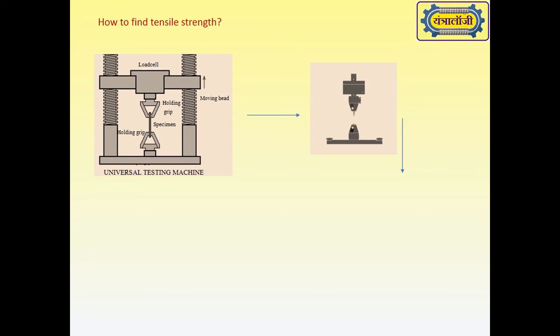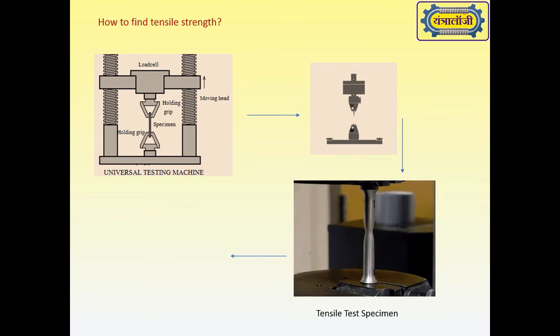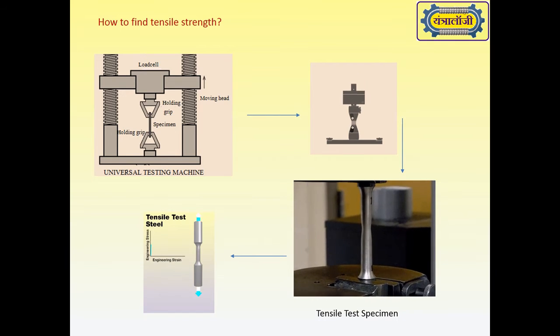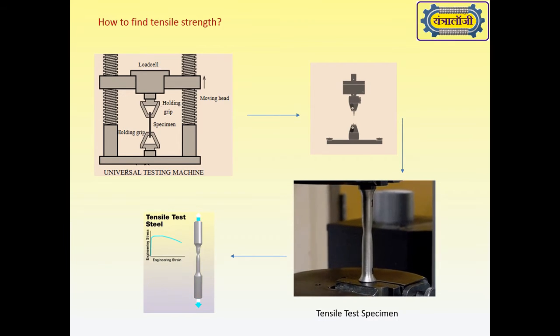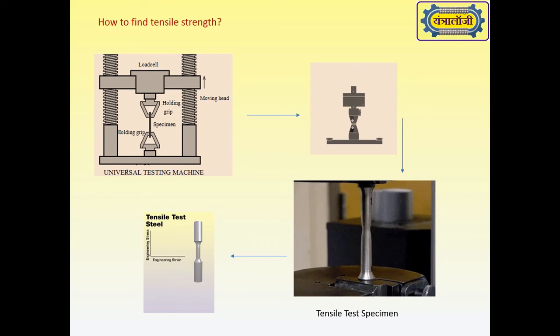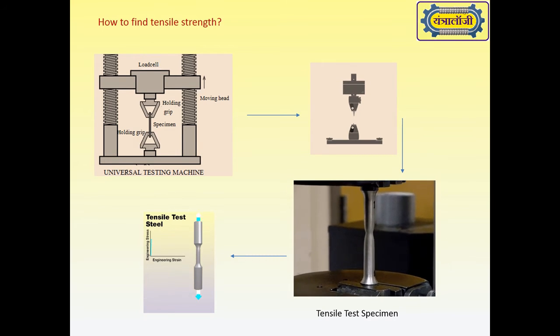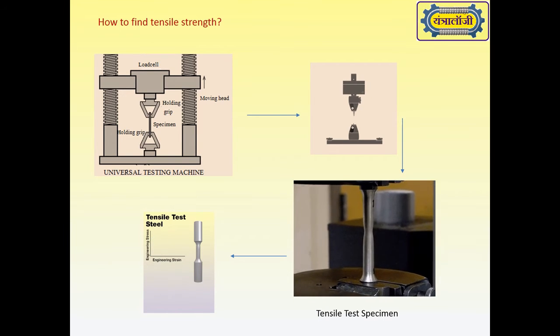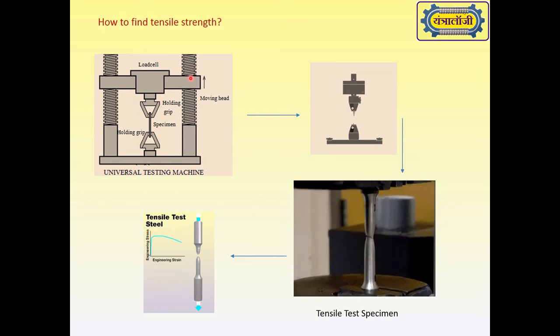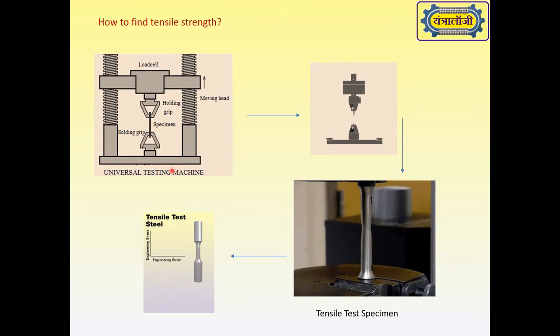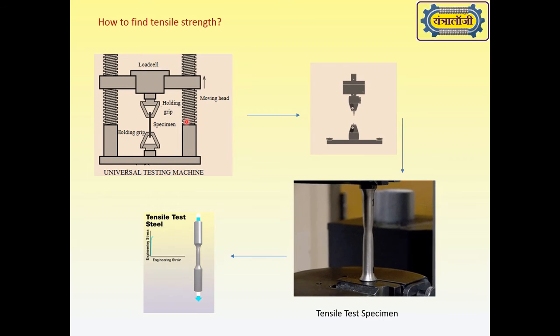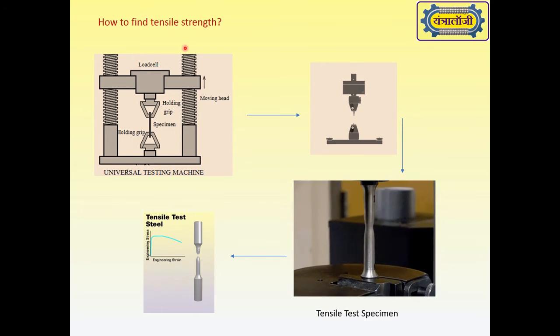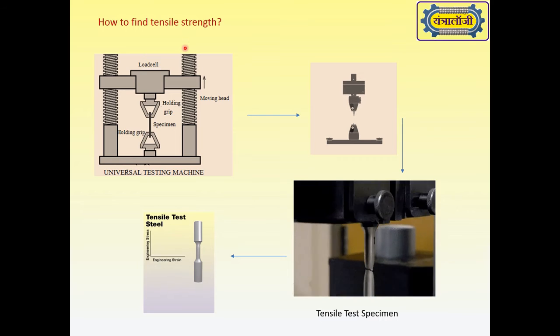How to find the tensile strength? The tensile strength of a material is decided using a universal testing machine. It is called a universal testing machine, UTM, since other than the tensile test, compression tests and shear tests can also be done on this machine. The test specimen is pulled from both ends. Here this is the moving crosshead and the lower one is the fixed crosshead. It is pulled from the moving crosshead, and the readings are noted till the specimen breaks.